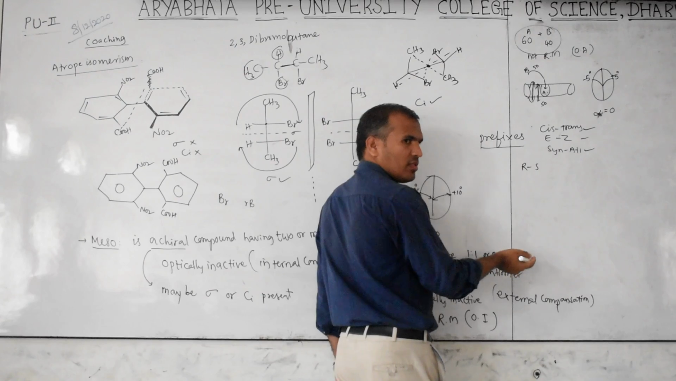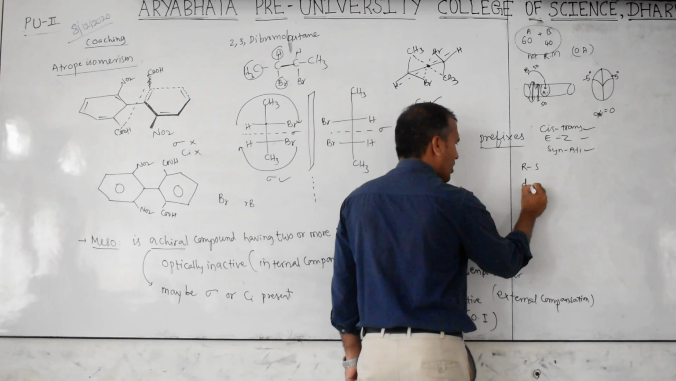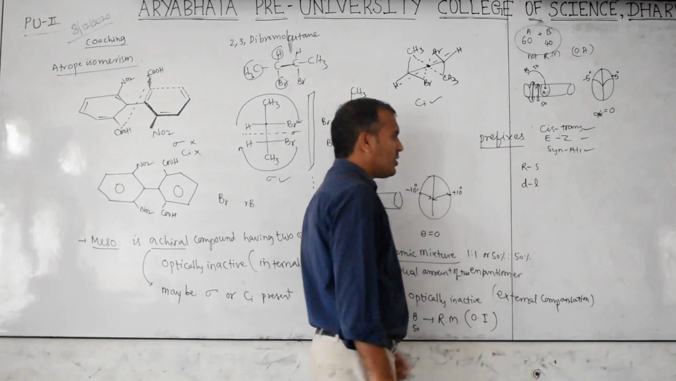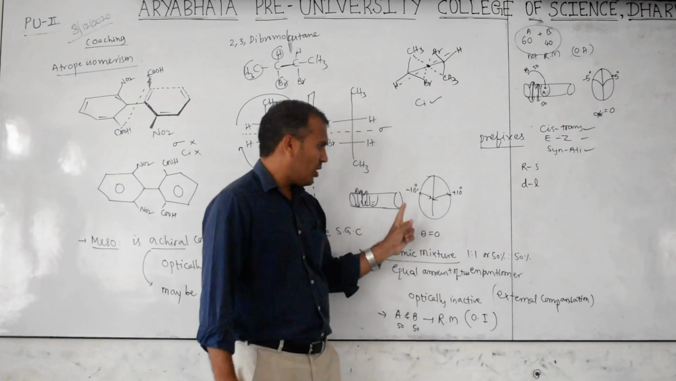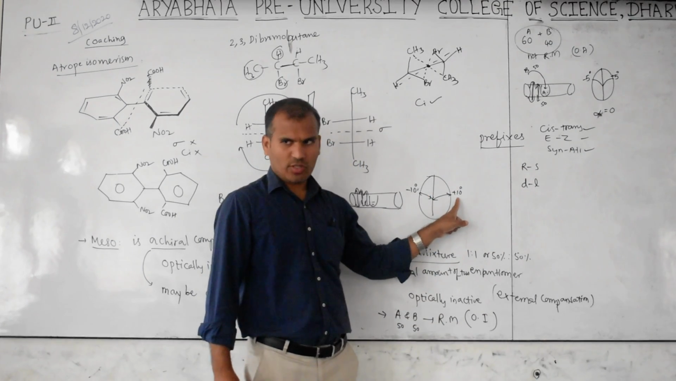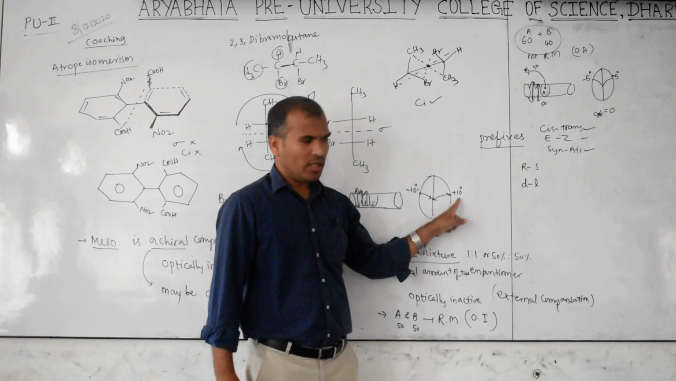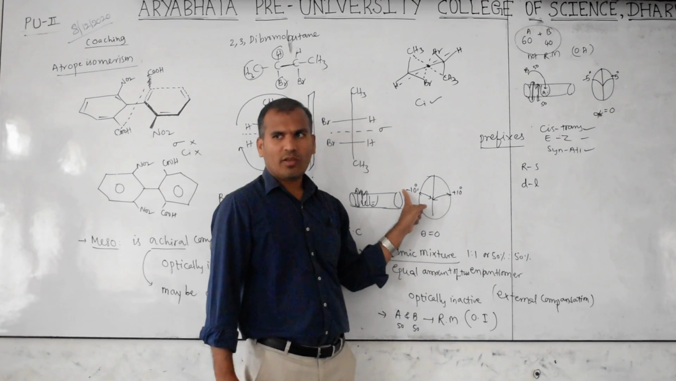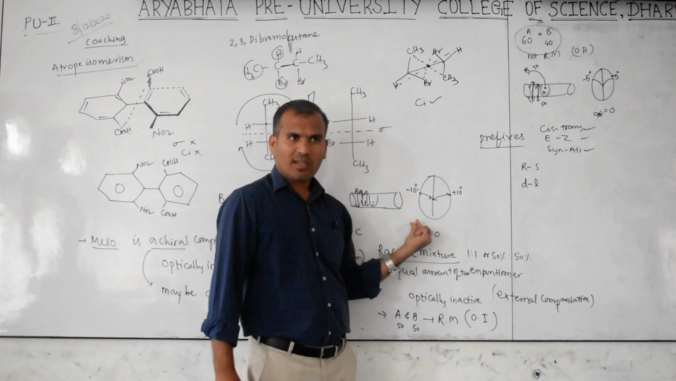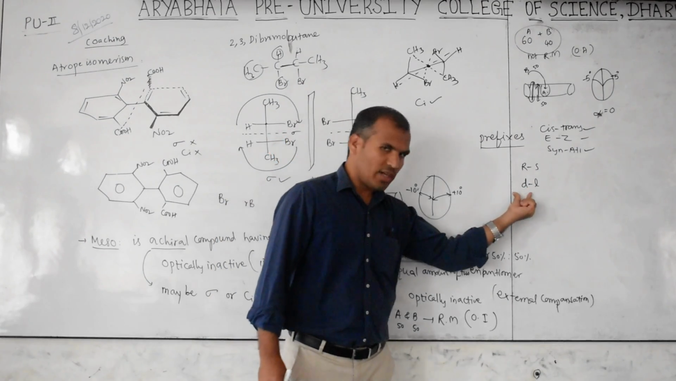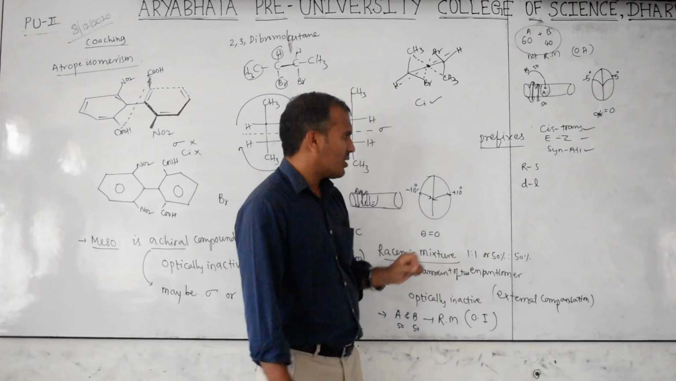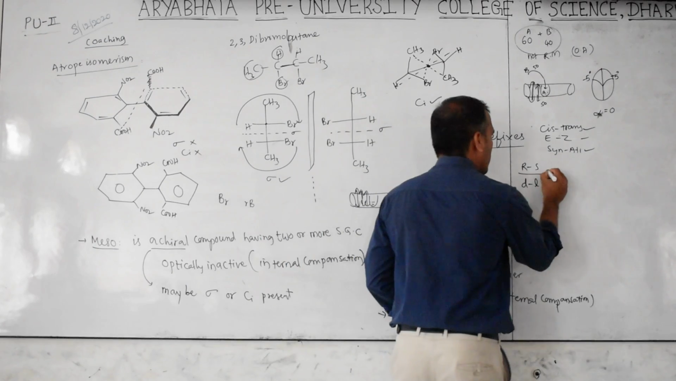Now we have to discuss. Another one is D-L. This D-L, I told in the previous class only. If it rotates to the right side, dextro, that is denoted with plus. If it rotates to the left side, that is called levo, denoted with small l or minus. This is already completed. If you want, one more time I will discuss. Now I am discussing RS nomenclature.